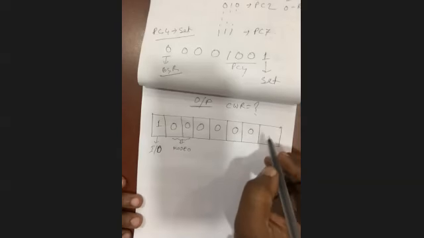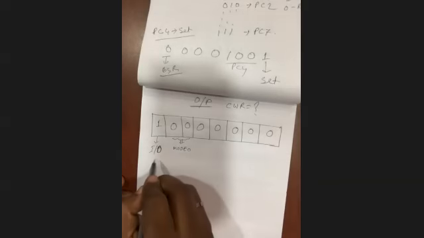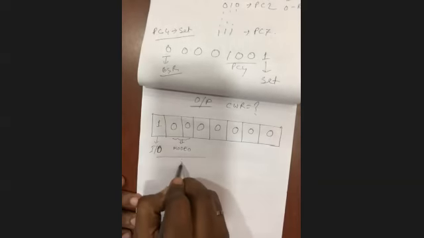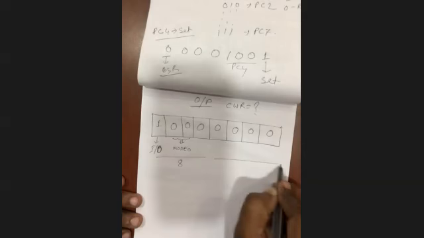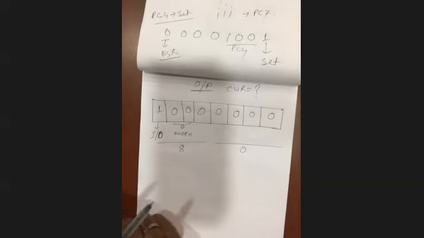Okay, and what is PCL? PCL will be 0 as the output. So what will be the value? 80. So it will be 80. Is it clear to all of you?